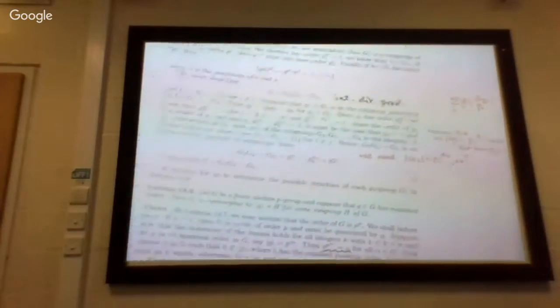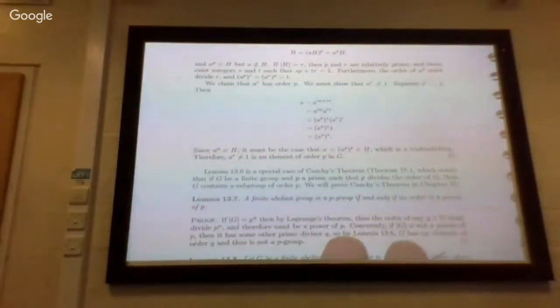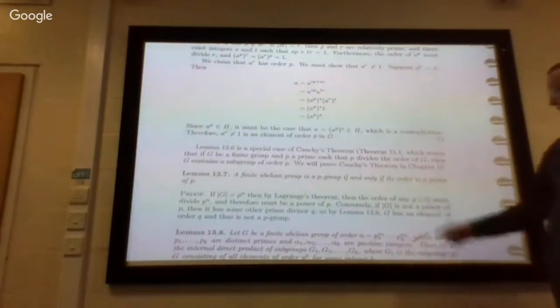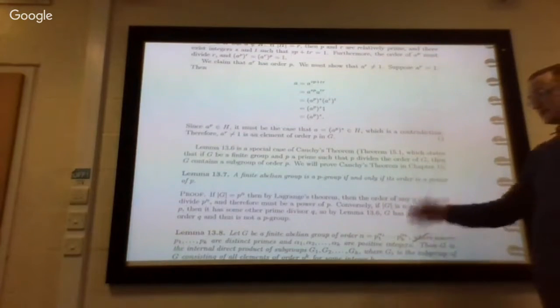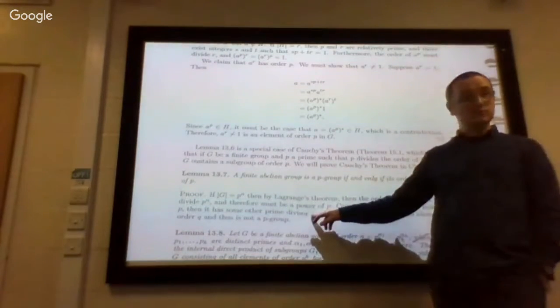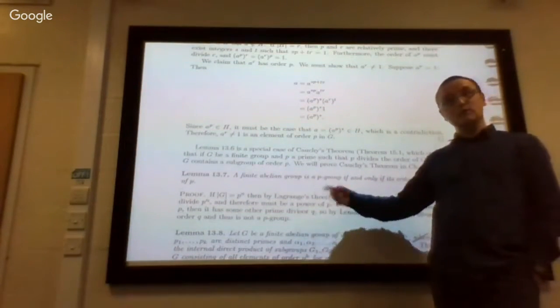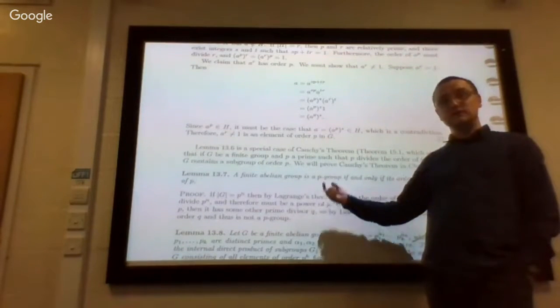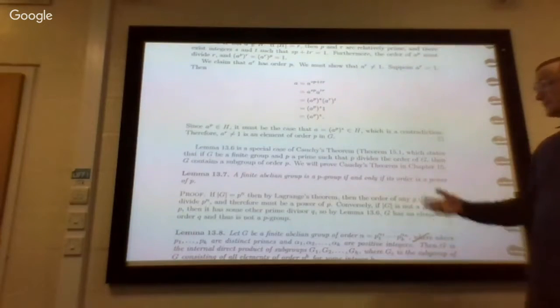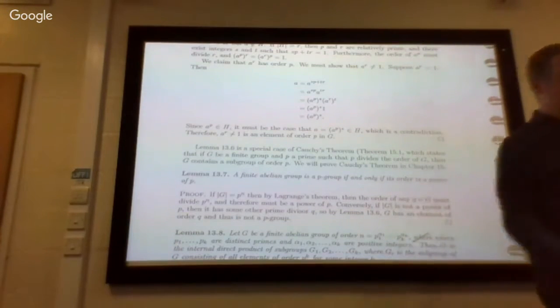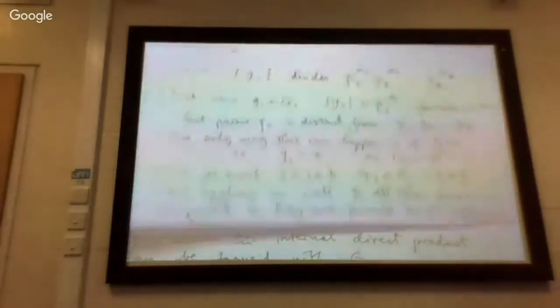The proof isn't constructive, lemma 13.7. The proof doesn't tell you exactly what the power of p is. The proof works just by dismissing the possibility that there are any other primes involved. So there's only one prime possibly involved in the size of G, therefore it has to be some power of that prime. So that lemma is non-constructive. It certainly doesn't construct the power.